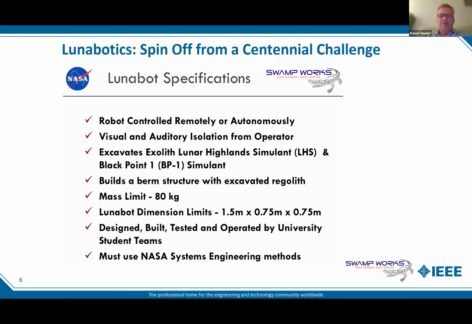A mass limit is 80 kilograms for these robots. They cannot be bigger than 1.5 by 0.75 by 0.75 meters. They have to be designed, built, tested, and operated by only university student teams. You can't have companies or professionals involved. And they must use NASA systems engineering methods, which is really the big deal here. They can apply NASA systems engineering to any future job, whether they build a robot or a motorcycle or any kind of other device. NASA systems engineering is very useful.